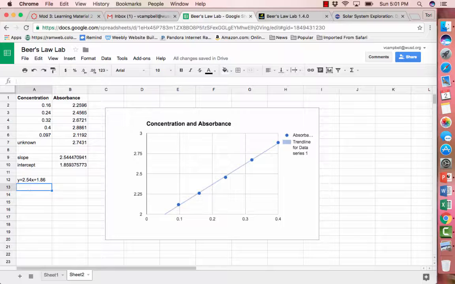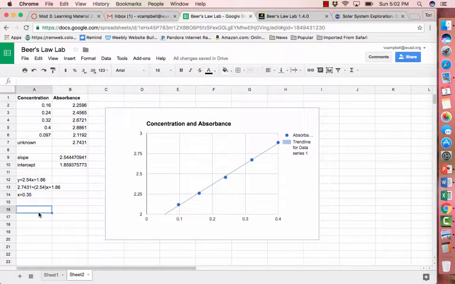So the equation would be 2.7431 equals 2.54x plus 1.86. So when solving, x equals 0.35. Therefore, the concentration of my unknown solution with an absorption value of 2.7431 is 0.35, which makes sense if you look at the data. So the 0.35 would be in between the 0.32 and 0.4, and the absorption fits in between those two absorption values as well. So that would make sense.